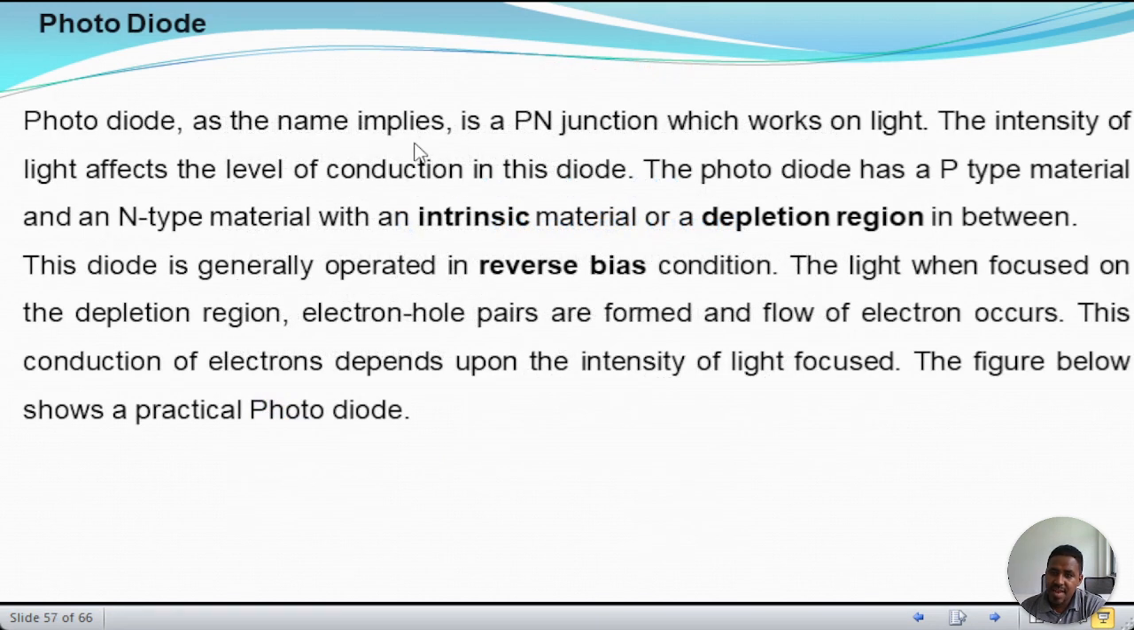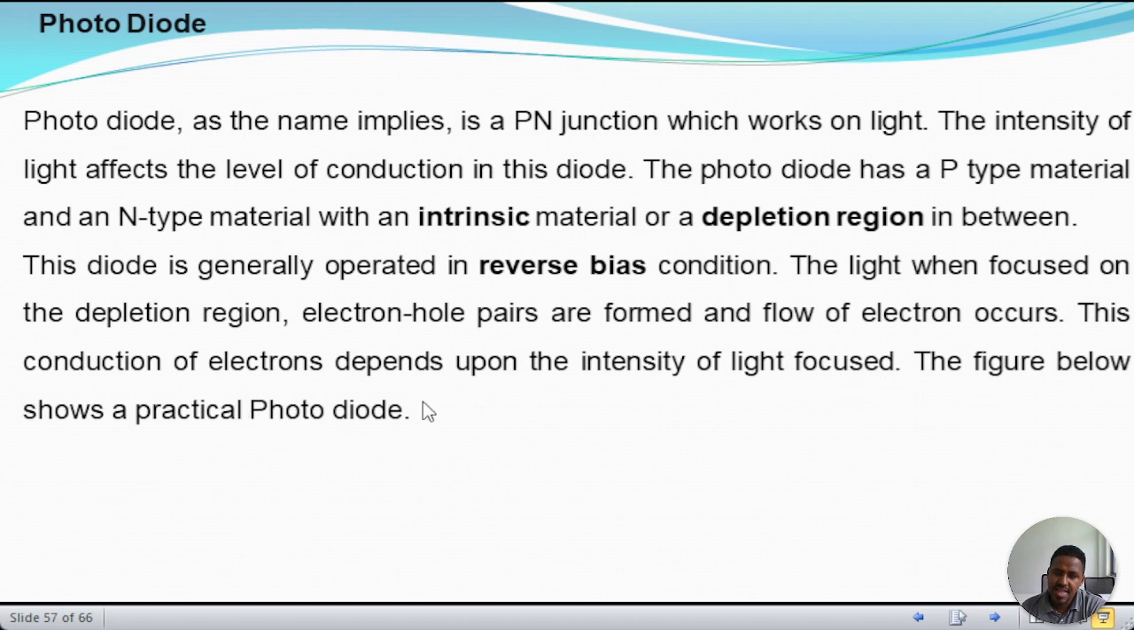So a photodiode, as the name implies, is a PN junction which works on light. The intensity of light affects the level of conduction in this diode. The photodiode has a p-type material and an n-type material with an intrinsic material or depletion region in between. This diode is generally operated in a reverse bias condition. When light is focused on the depletion region, electron-hole pairs are formed and a flow of electrons occurs. This conduction of electrons depends upon the intensity of light focused.